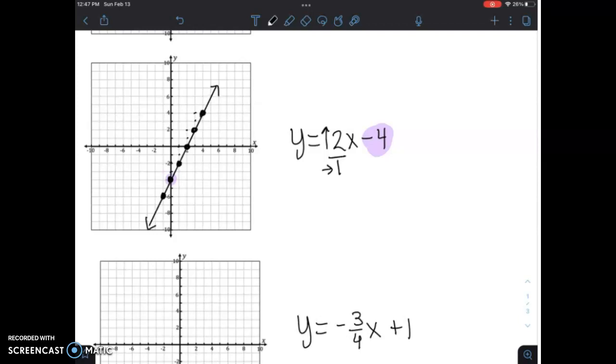So the slope, again, gives us our pattern. And when you're working on these, if you need to come back to this video to rewatch some of this stuff because you're kind of stuck, that's totally fine.